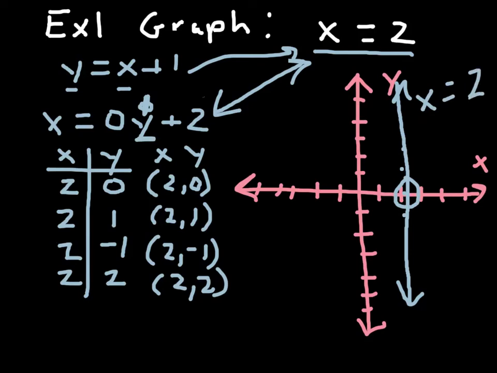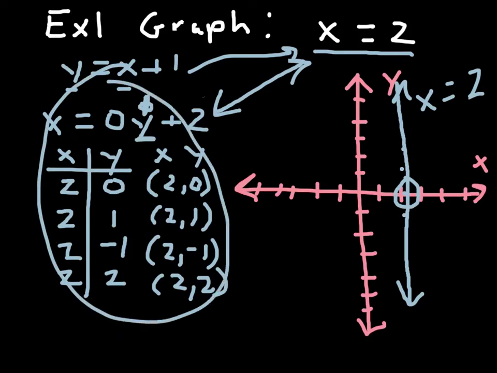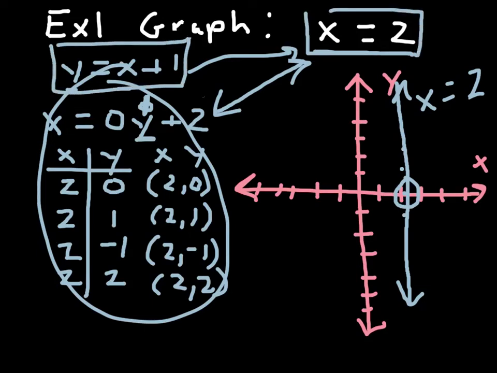Now the thing about this is I didn't even have to make this x and y table, because with these equations, whenever you just have one letter in them, unlike this where you have 2 letters, if you're asked to graph an equation like this, all that's going to happen is you're going to have a line that's crossing the x-axis at 2, and it's going to be completely vertical. Vertical meaning it's straight up and down.